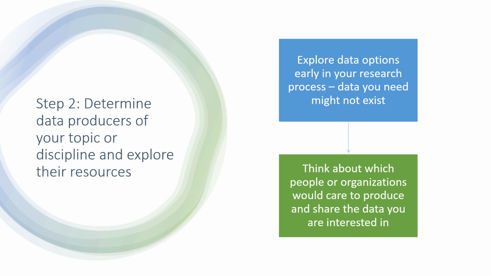A good rule of thumb is to think about who would be interested in producing and sharing that data. For example, there may be governing bodies, nonprofit organizations, or researchers who might be producing data on your topic and discipline. Module 3 will go more in depth on how to determine data producers and other starting points for exploration.